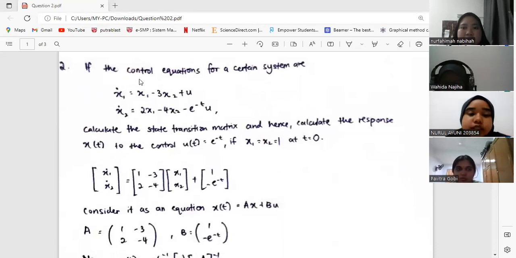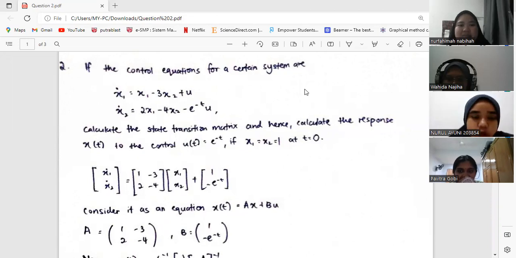Okay, so this is our question for question number 2. If the control equations for a certain system are x1 dot equal to x1 minus 3x2 plus u, and x2 dot equal to 2x1 minus 4x2 minus e power of negative t multiplied with u, calculate the transition matrix and hence calculate the response x(t) to the control u(t) equal to e power of negative t if x1 equal to x2 equal to 1 at t equal to 0.